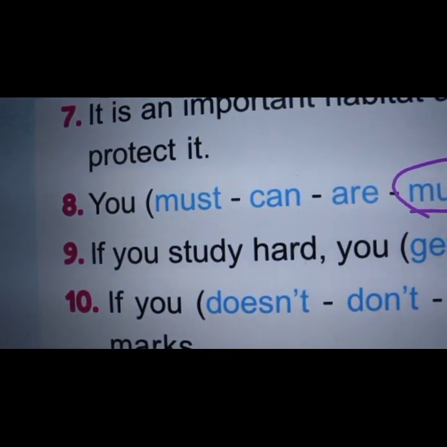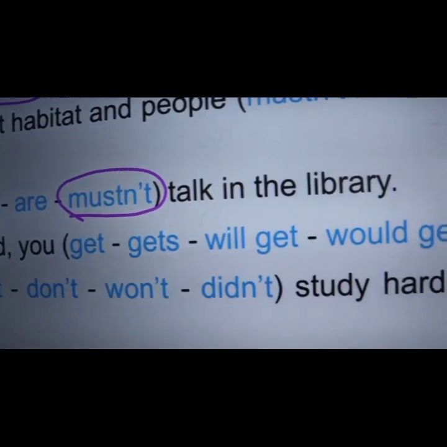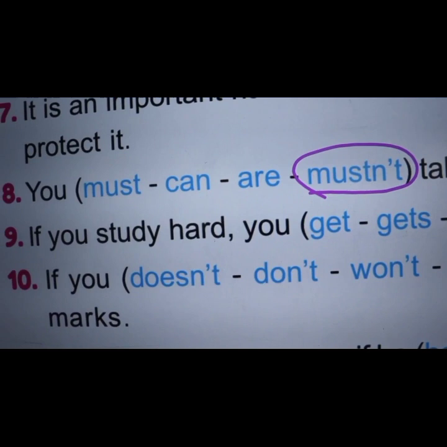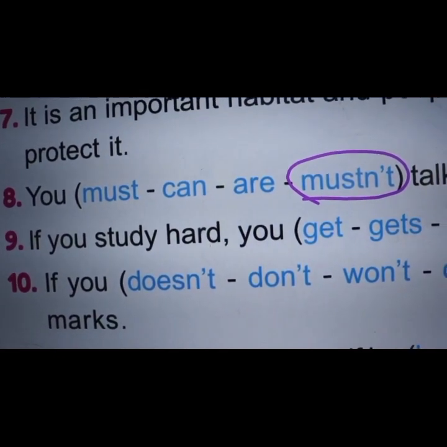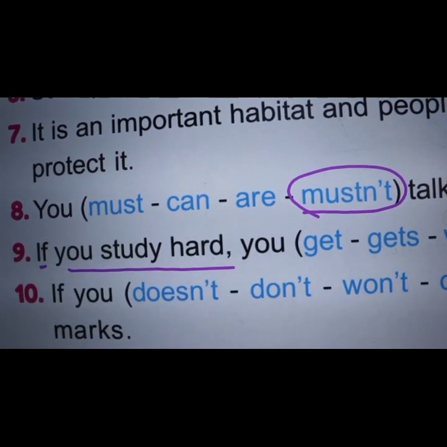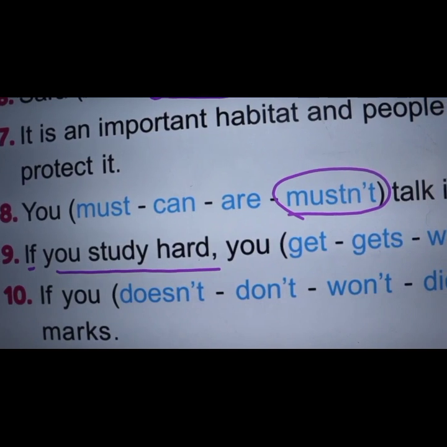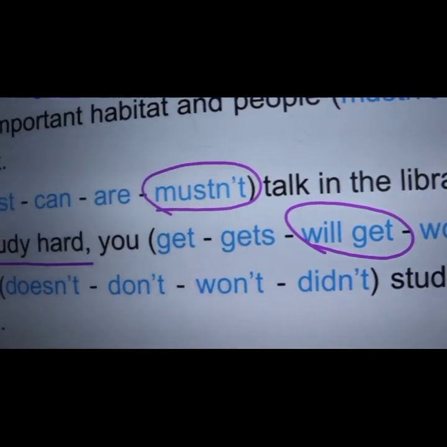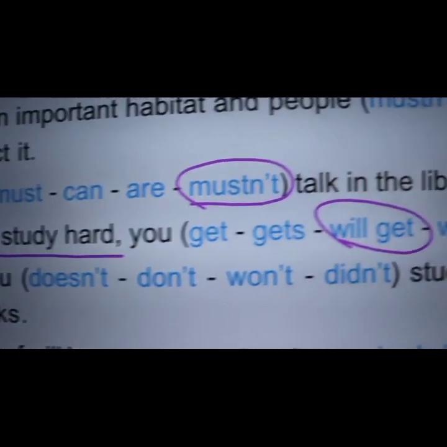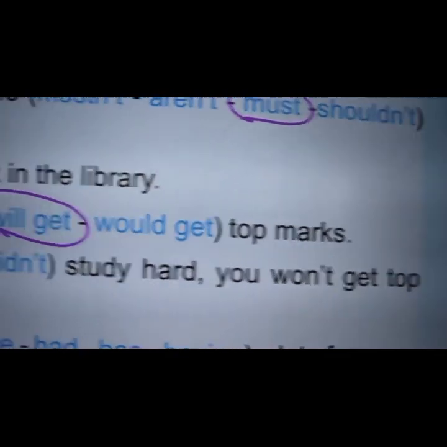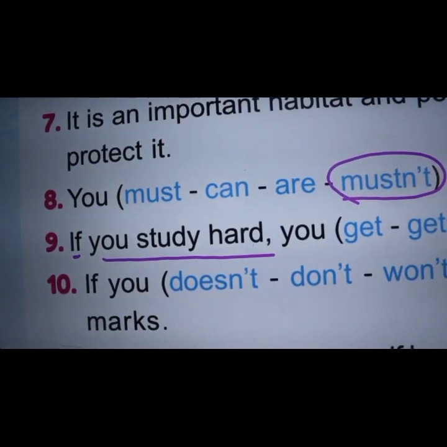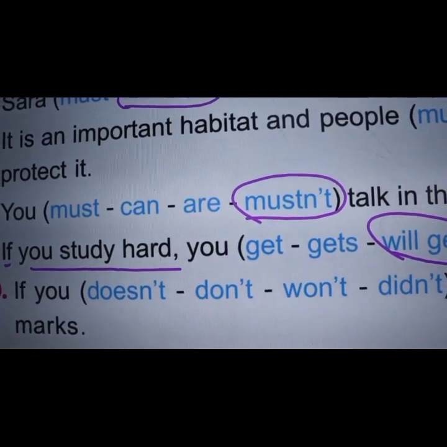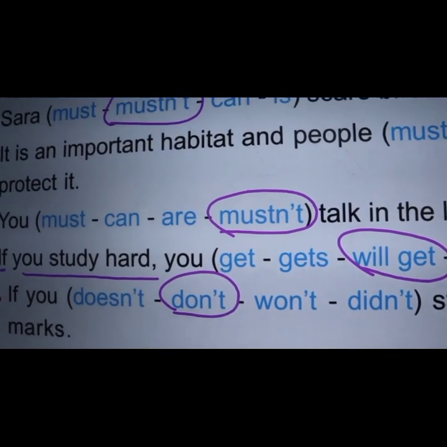Number 9. If you study hard, you would get good marks. Here we have the first conditional of if, and we use this conditional to talk about something likely to happen in the future. If here is followed by present simple, study hard, and we need will plus infinitive. You will get. Number 10, if you doesn't or don't or won't or didn't study hard, you won't get top marks. Here, the if sentence must be present simple, and here we need it in the negative form. So if you don't study hard, you won't get top marks.